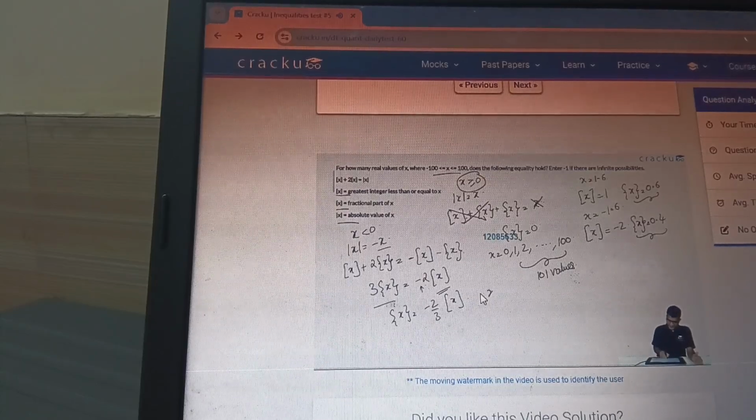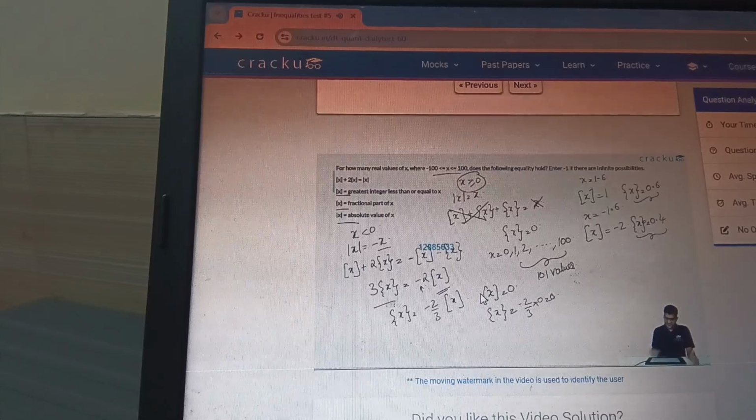In the first case, if the integer part of x is equal to 0. This would happen only if x is greater than 0, but again if we simplify this over here, we want the fractional part of x to be equal to minus 2 by 3 into 0, which is equal to 0, or the value of x is 0. We have already considered that case, so we won't consider it again.